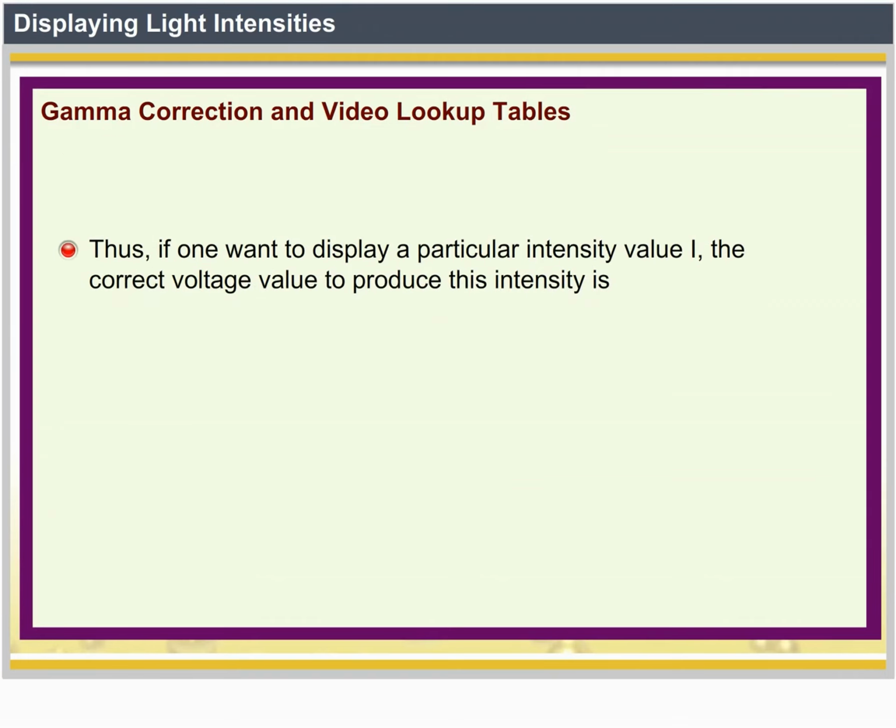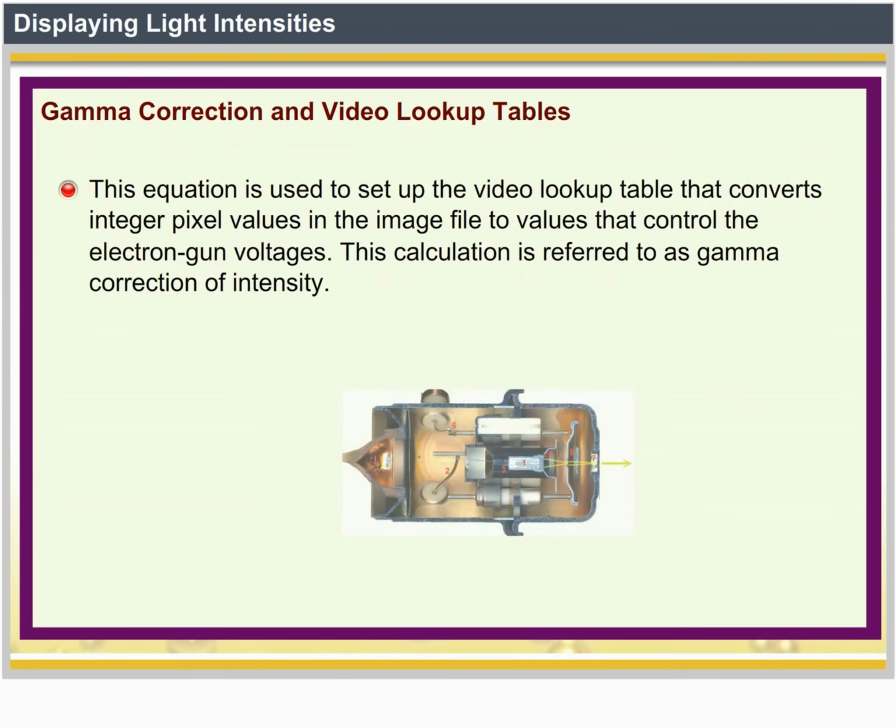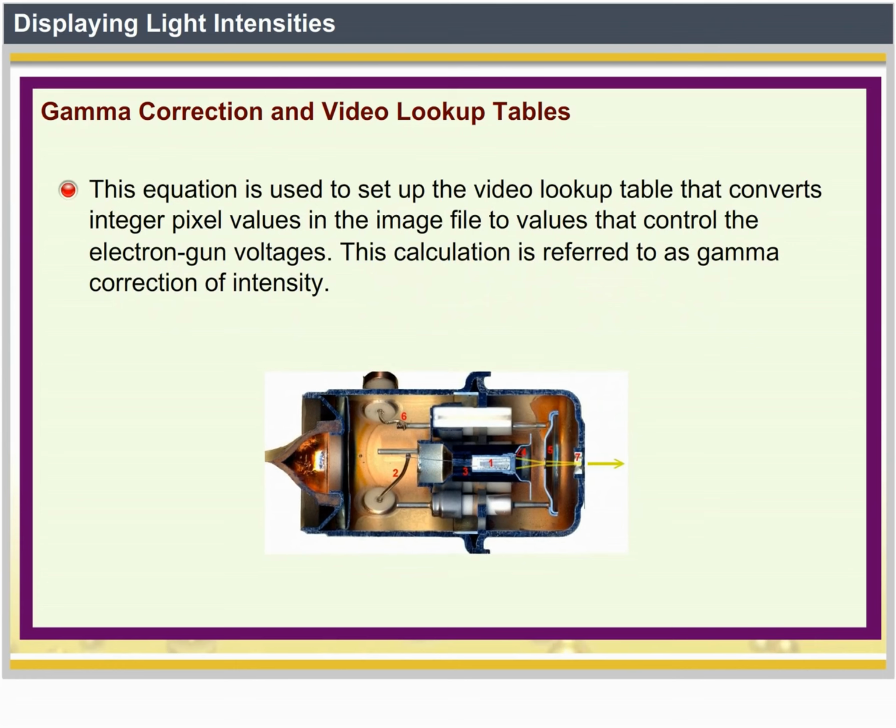Thus, if you want to display a particular intensity value I, the correct voltage value to produce this intensity is V = (I/A)^(1/γ). This equation is used to set up the video lookup table that converts integer pixel values in the image file to values that control the electron gun voltages. This calculation is referred to as gamma correction of intensity.